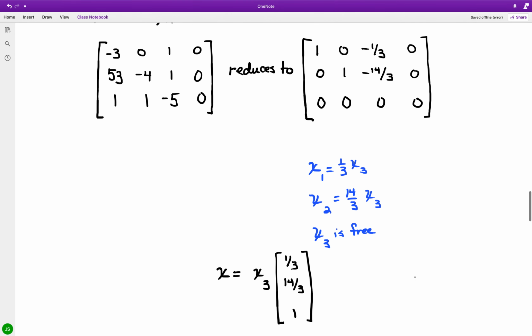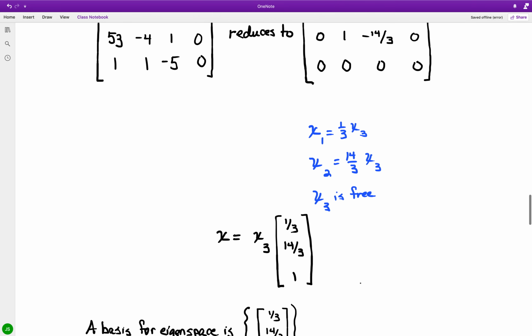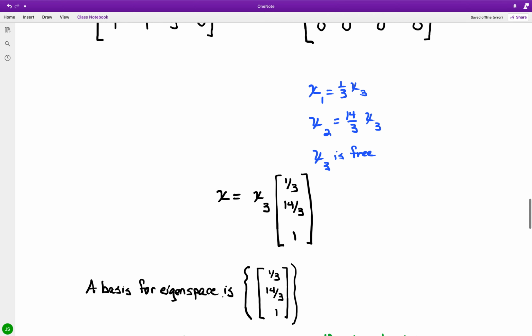And so for the solution in x, we have x3 times the vector 1/3, 14/3, and 1. This vector, 1/3, 14/3, and 1, is a basis for the eigenspace. So we have a basis: the set consisting of 1/3, 14/3, and 1.